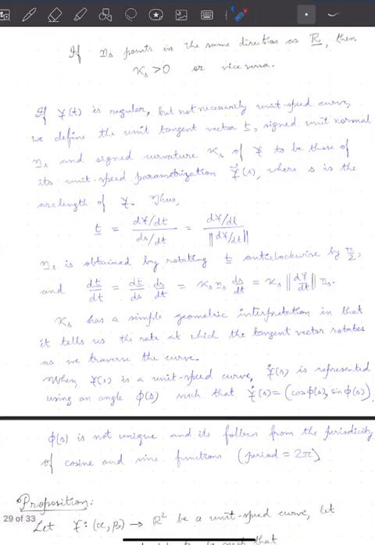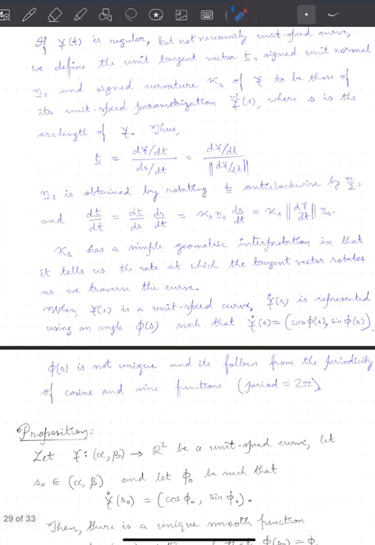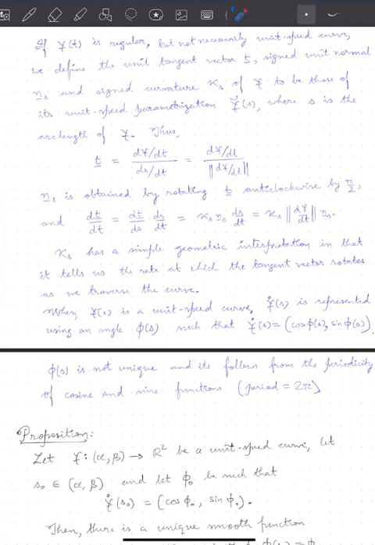Right. So now what we say is, how do we define the geometric interpretation for kappa s? Kappa s has a simple geometric interpretation in that it tells us how the tangent vector rotates as we traverse the curve. So if you're talking about some inclination, say we have this curve here, and at any point there will be some tangent vector.